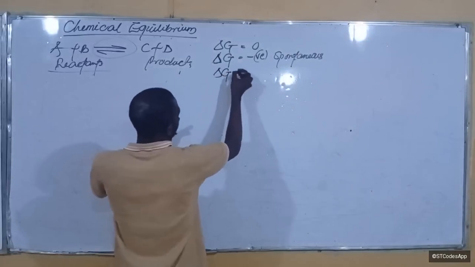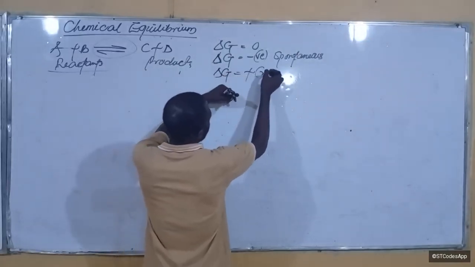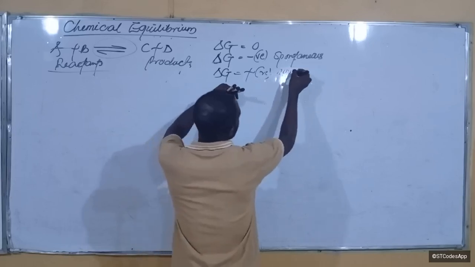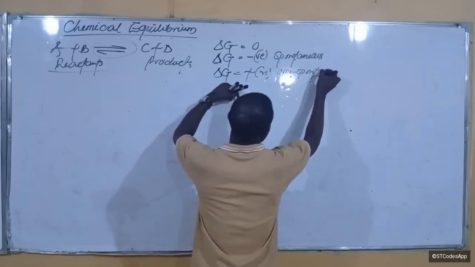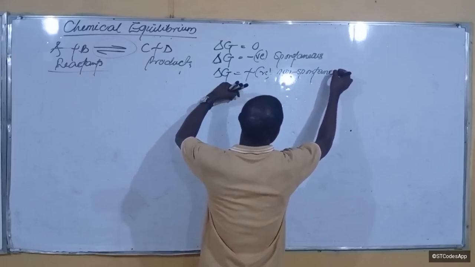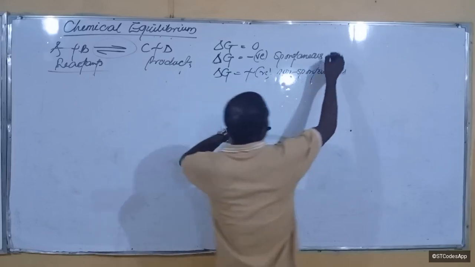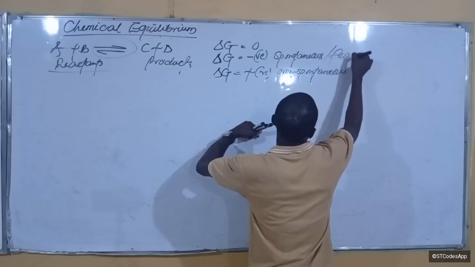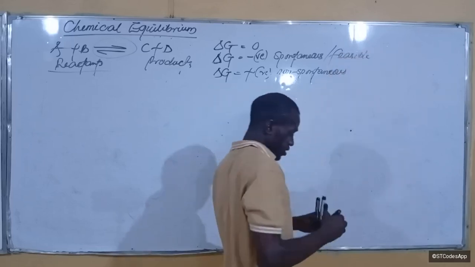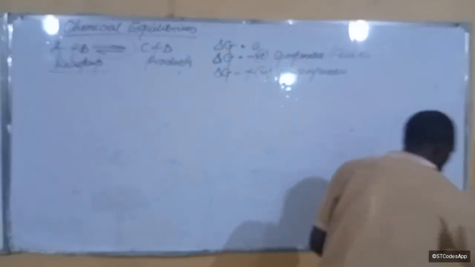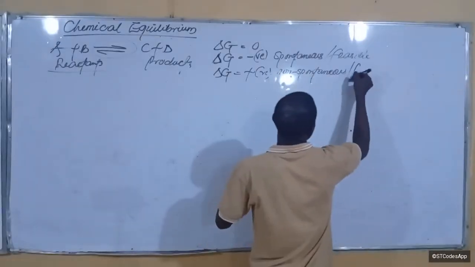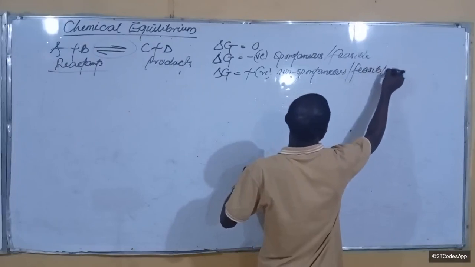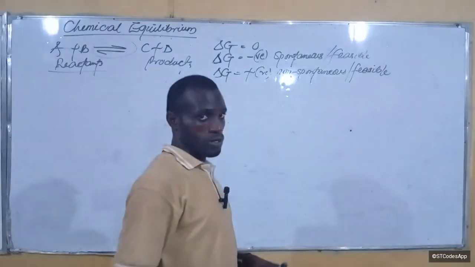If the change in Gibbs free energy gives you positive, then the reaction is non-spontaneous. So what does non-spontaneous mean? Non-spontaneous means non-feasible. Spontaneous is feasible, so non-spontaneous will mean non-feasible. That is, it cannot happen on its own except there is an external impetus.